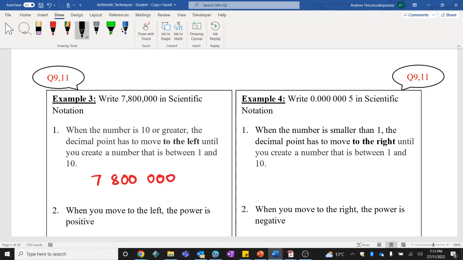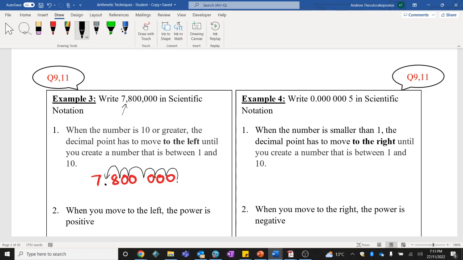So whenever we have a number like this, the decimal point is at the end, right? Because it's always at the end unless there was a decimal point in here somewhere, which there's not. So we want to move the decimal point to the left until we make a number that is between 1 and 10. So we move it once, twice, 3, 4, 5, 6.